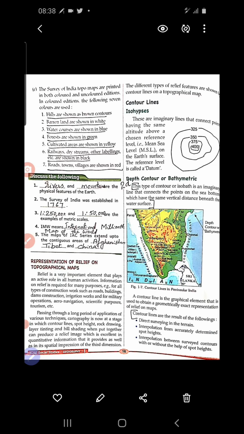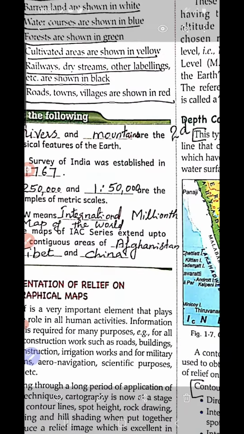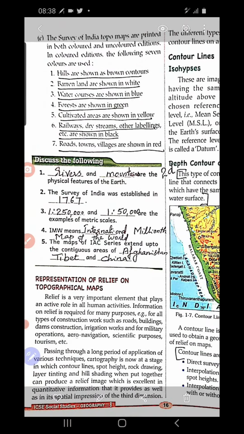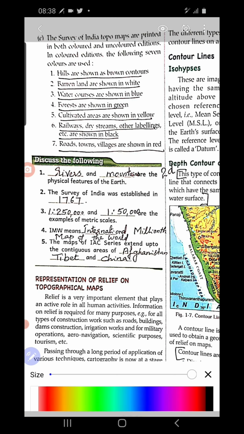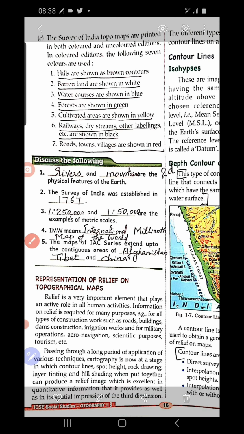Then moving on to the next. So you have to write down these things. I already sent it in the study material, this part, and you have to learn it for the examination. And next we discuss representation of relief features on the topographical map. Now how will we represent both the man-made and natural features on the topographical map?